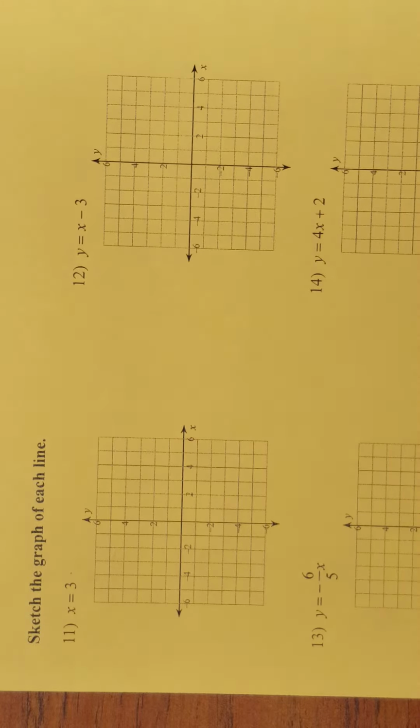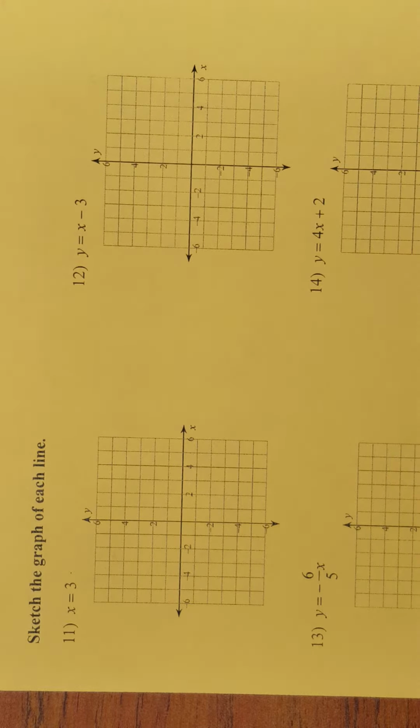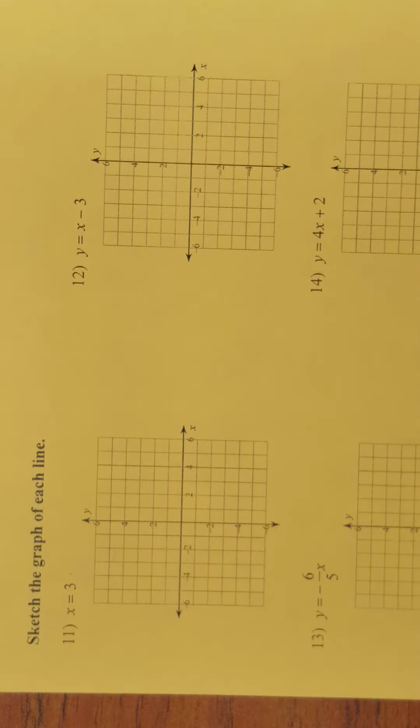Graph 11 and graph 12 look very similar, but they have two distinct markers. Number 11 starts with an x equals, and in the previous video I said if it starts with an x equals, it only touches the x-axis. Number 12 has a y and an x, so it'll touch both the y-axis and the x-axis.